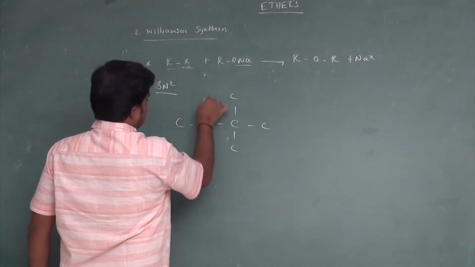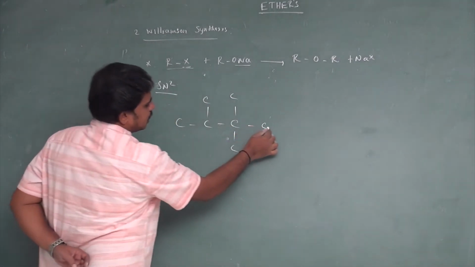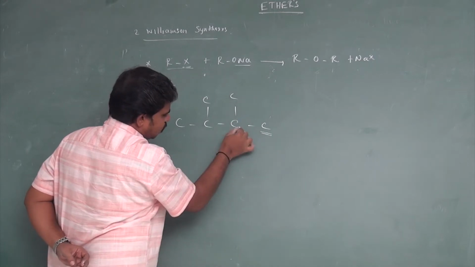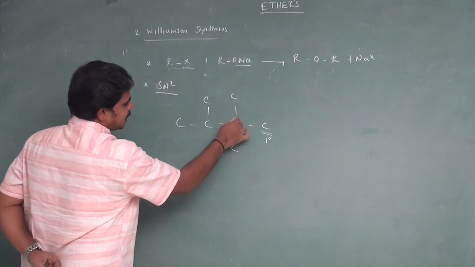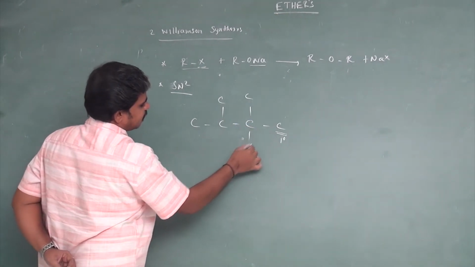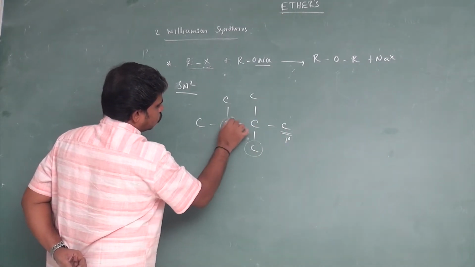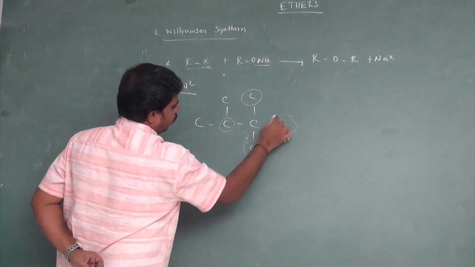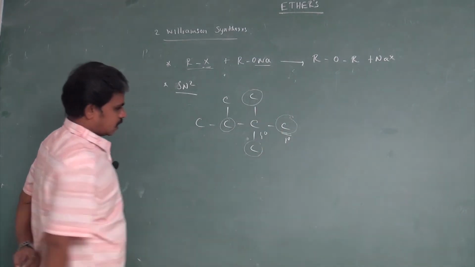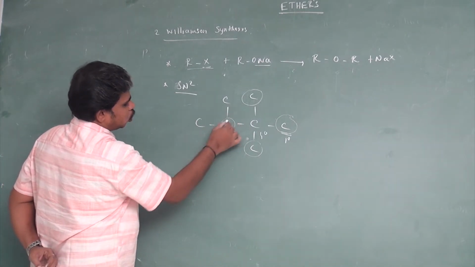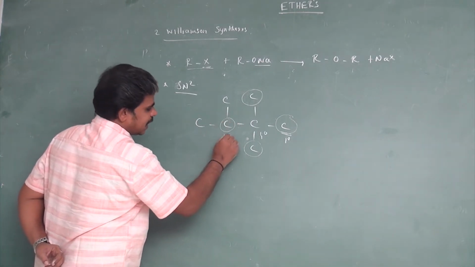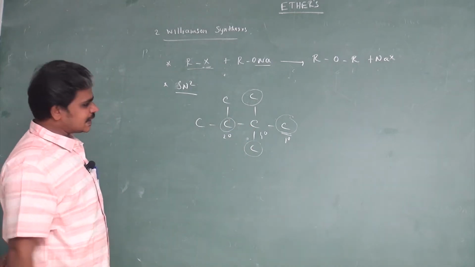Here carbon and only carbon. Now, this carbon is attached with only one carbon, so it is primary. Then this carbon is attached with 1, 2, 3 and 4, so it is a quaternary carbon. Now, this carbon is attached with 2 other carbons, so it is a secondary carbon.